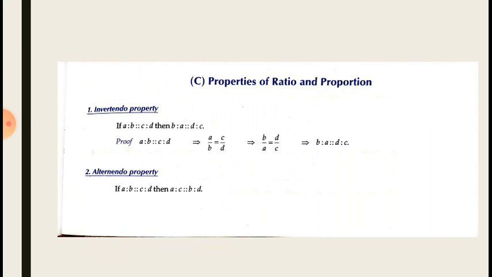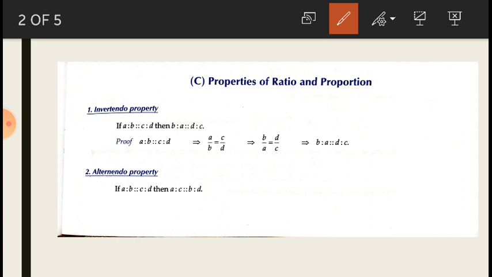The first important property of ratio and proportion is the invertendo property. If a is to b is in proportion to c is to d, then b is to a is in proportion to d is to c. That means whenever a divided by b equals c divided by d, we can also say that b divided by a equals d divided by c.